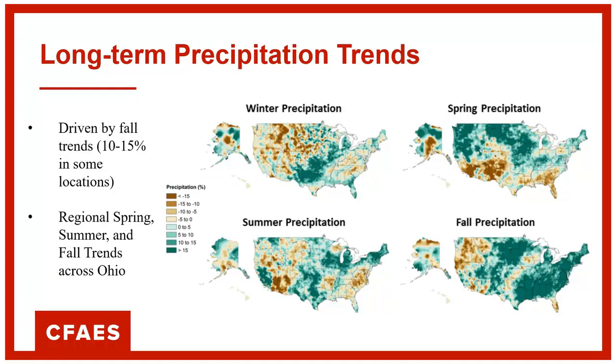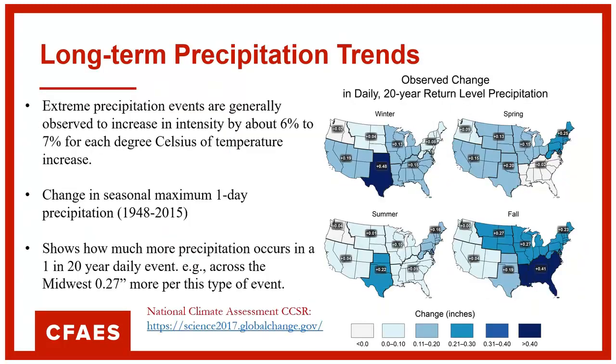Looking at that precipitation increase, it's not the same across all seasons. It's stronger in spring, summer, and fall. For some regions in the United States, that fall signal is really strong. But Ohio's increase is spread pretty evenly across those three seasons, spring, fall, and summer, not so much in the winter, which I'll get back to because the last couple of winters haven't followed that trend.